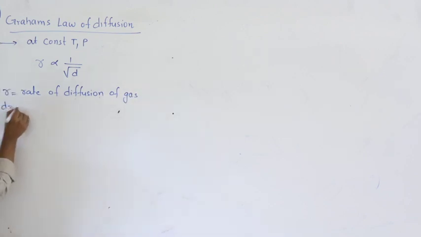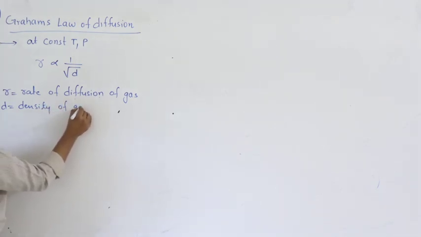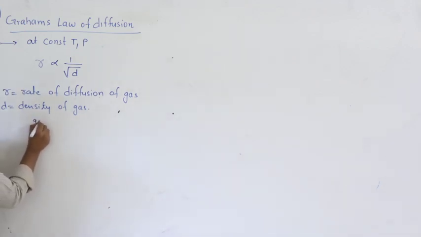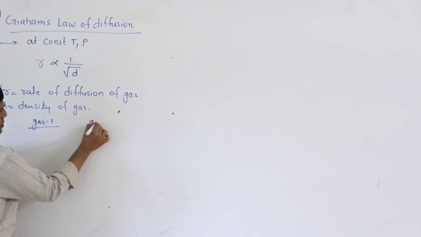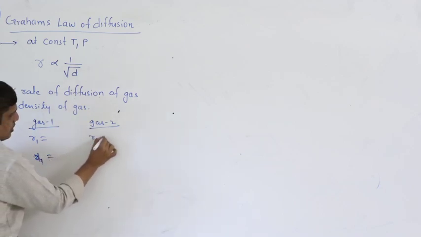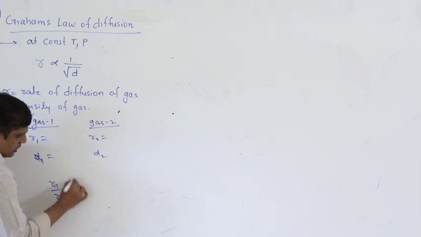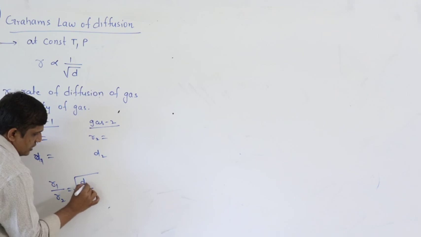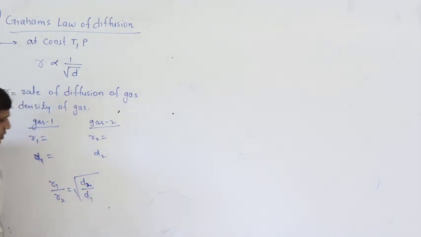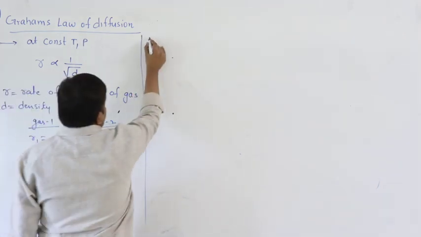D is density of gas. For two gases, say gas 1, gas 2, we can measure their rates of diffusion R1, R2 and densities D1, D2. Then I can write R1 by R2 equal to square root of D2 by D1. For gases, vapor density.